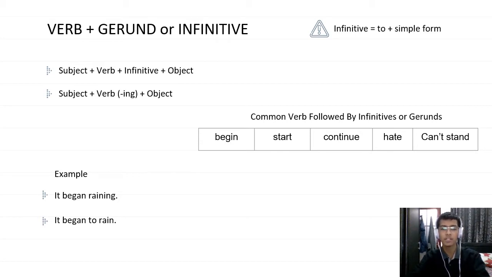The one which uses the infinitive has a general form of subject plus infinitive plus object, while the gerund type has a general form of subject plus verb-ing, which is a gerund, and object. The example is: it began raining, and it began to rain.